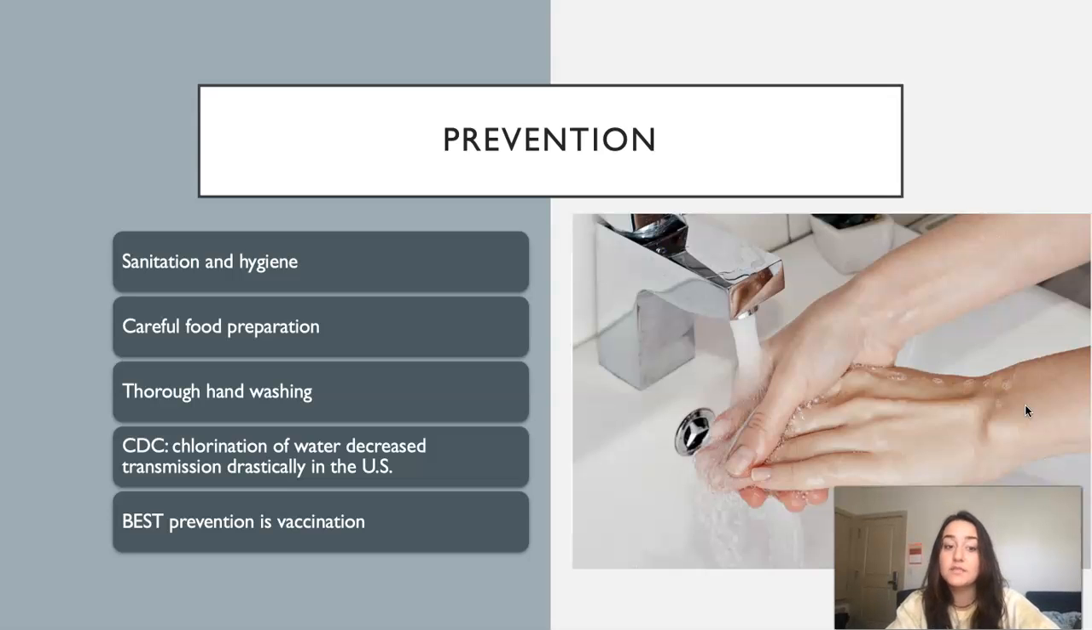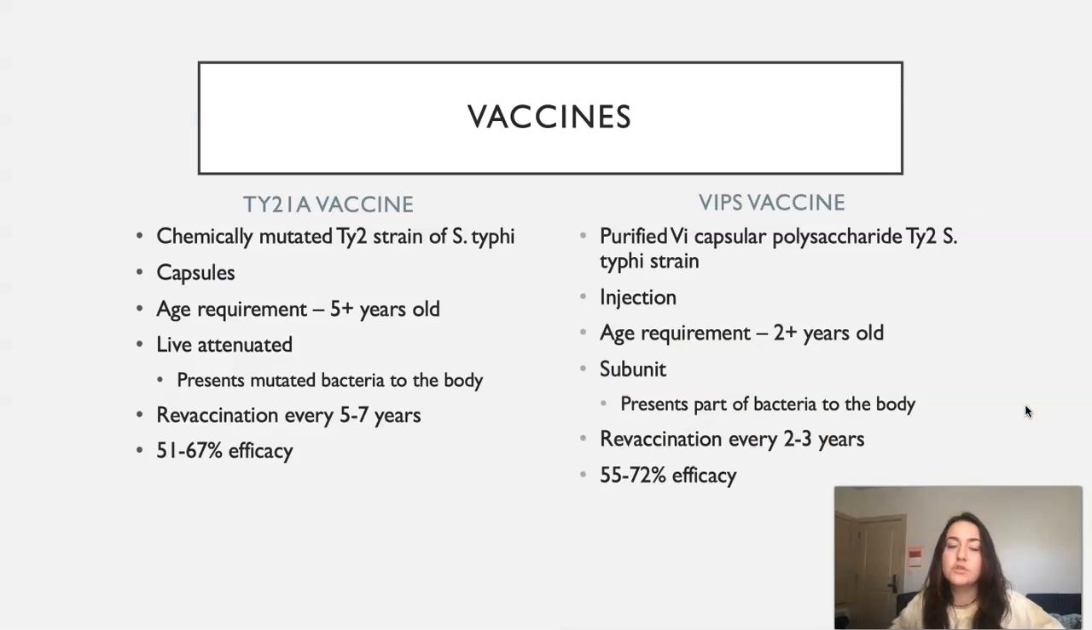However, the best prevention is always going to be vaccination. So the two types of vaccines are the Ty21A vaccine and the ViPS. The Ty21A is a chemically mutated Ty2 strain of S. typhi. It's administered in capsules, which causes there to be an age requirement of 5 years or older because you don't want little babies having the capsules. It's a live attenuated vaccine, which means it presents the S. typhi bacteria in a mutated way to the body. And then revaccination boosters are also recommended every 5 to 7 years, which leads to a 51 to 67% efficacy.